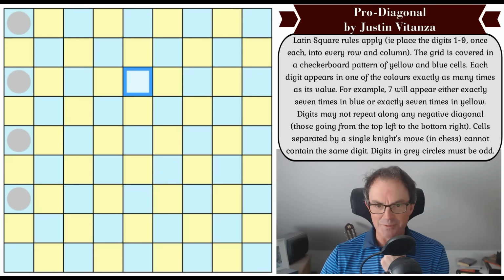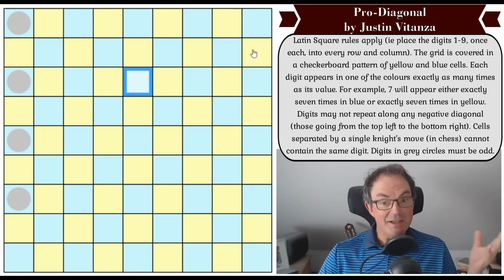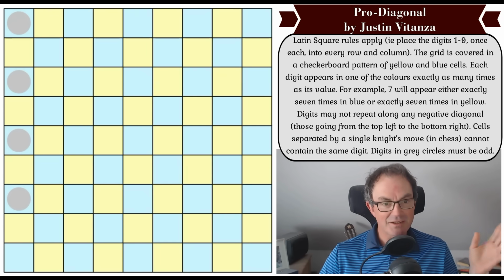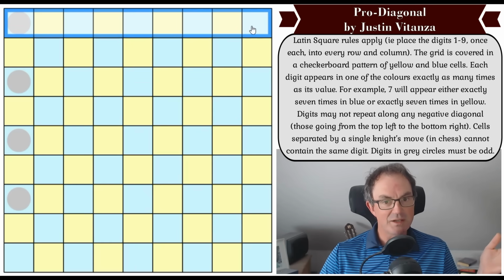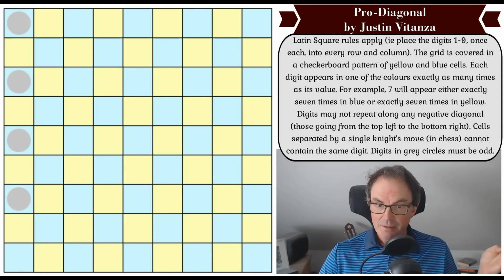Latin square rules apply. Okay, and that isn't explained. Oh, well, okay, I know what a Latin square is. A Latin square is basically like a Sudoku without the 3x3 boxes. It means we've got to put the digits 1 to 9 once each in every row and every column. So that's what that rule means.